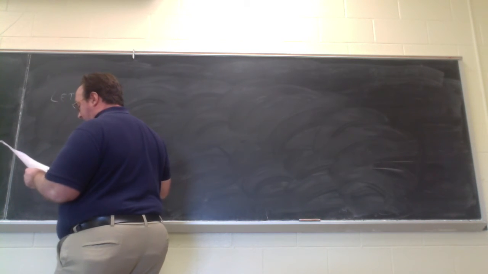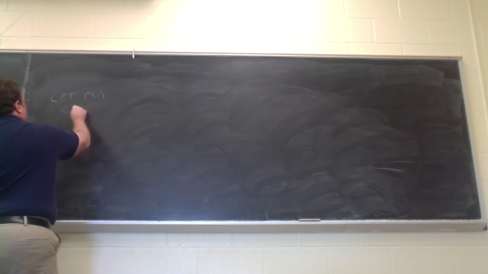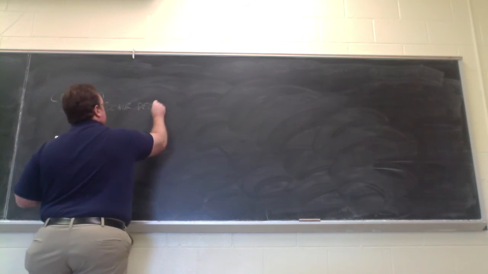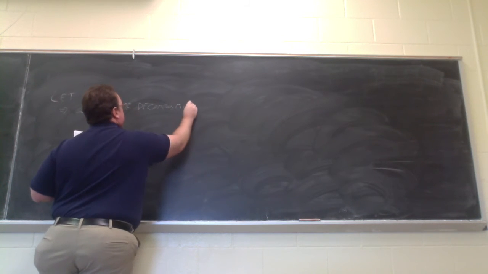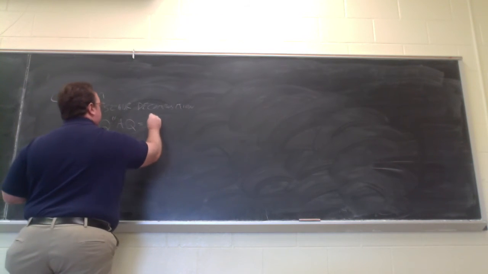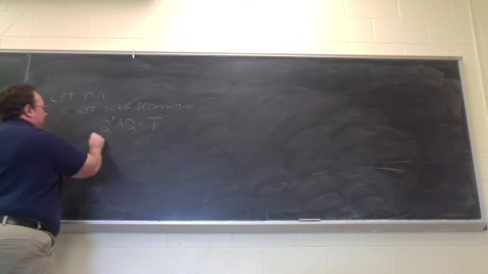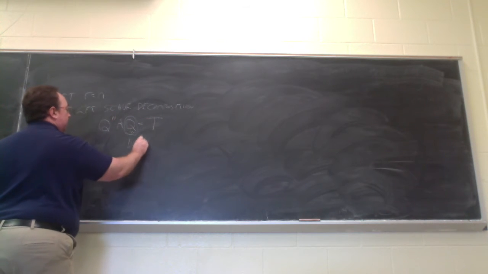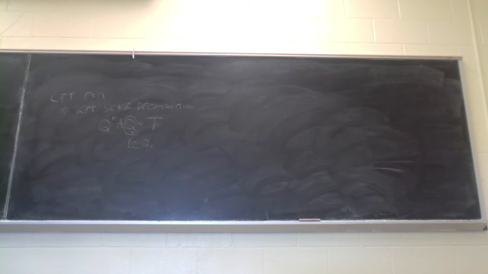So what happens in this case is, if it converges, we get the actual Schur decomposition. Q Hermitian transpose A Q is equal to an upper triangular matrix T, where Q is the limit as k goes to infinity of Q_k.